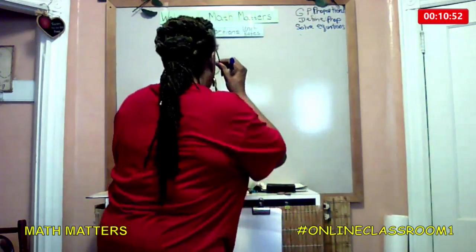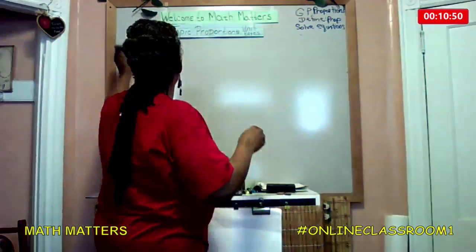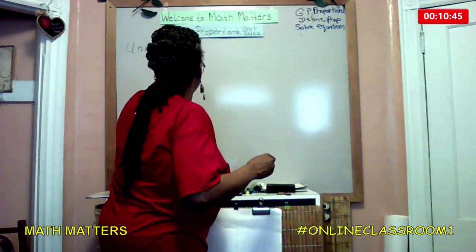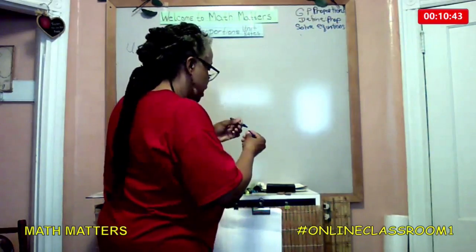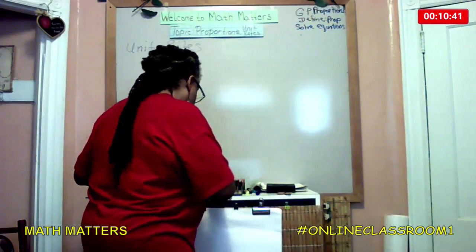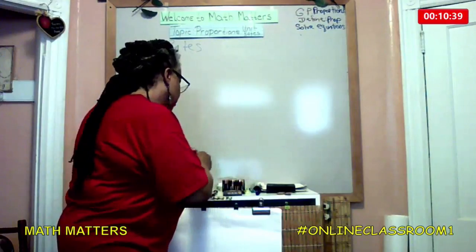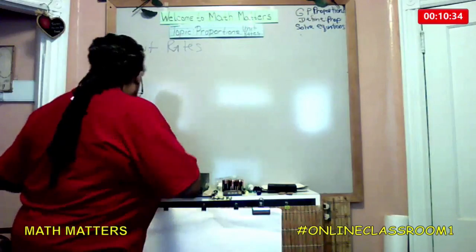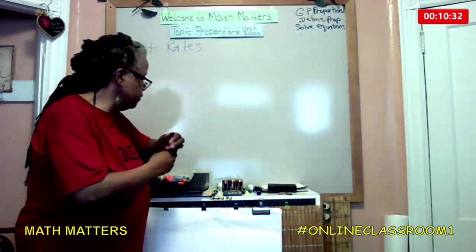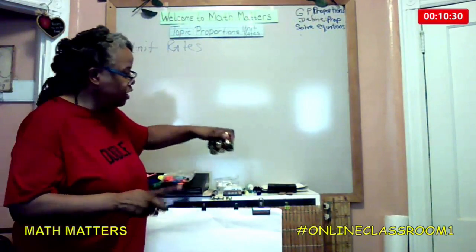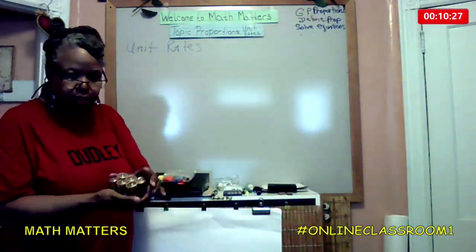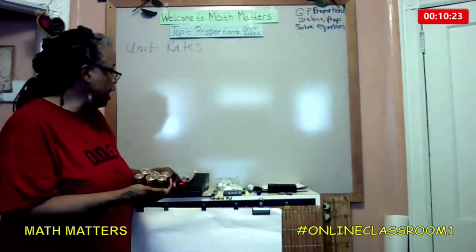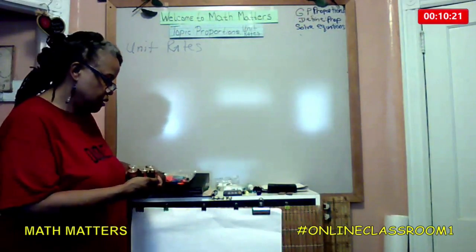Okay? So we are dealing with unit rates right now. And because of that, we can compare. All right? So, we're going to look at batteries. I have here 6 batteries. 2, 4, 6. Okay, 6 batteries.